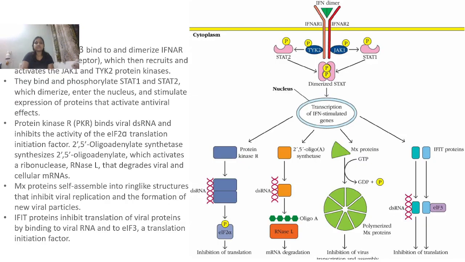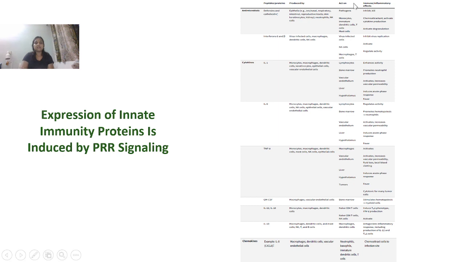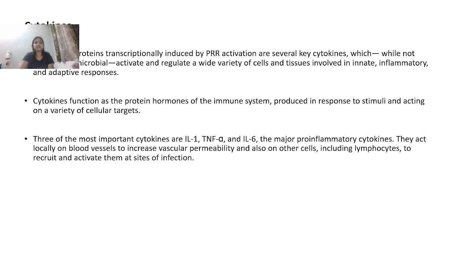So apart from these antimicrobial peptides, I told you there are certain molecules which are cytokines. These cytokines are small molecules, and they are different types of proteins which are transcriptionally induced by PRR activation. They are not directly antimicrobial, but they will activate and regulate a wide variety of cells and tissues involved in innate inflammatory as well as adaptive responses, and they will function as the protein hormones of the immune system.